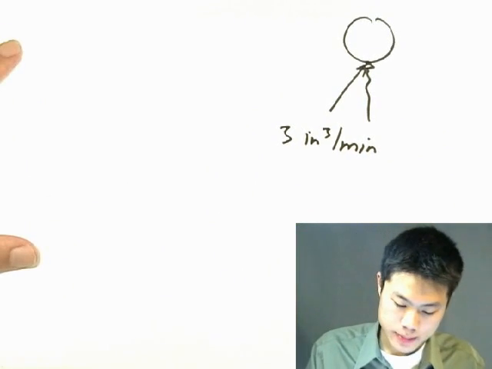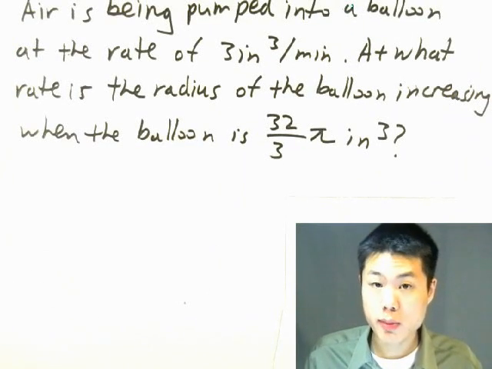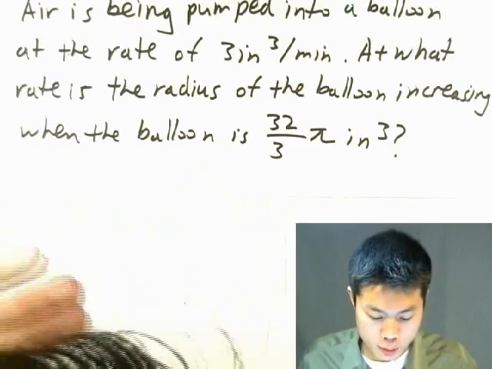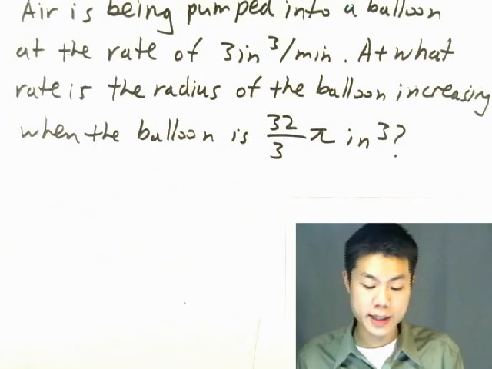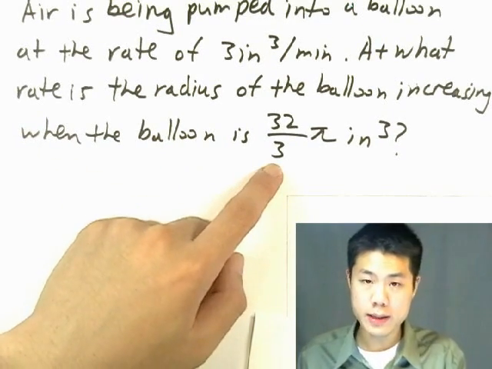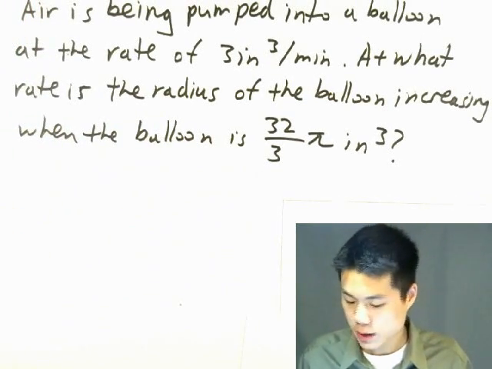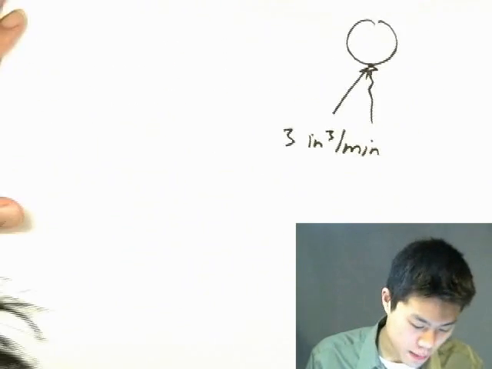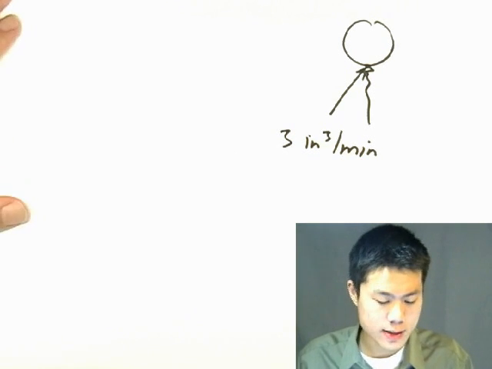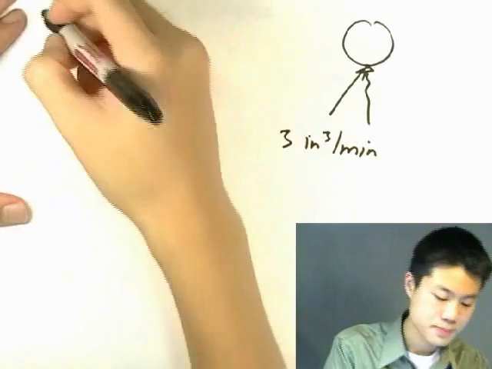What else does the question tell us? Well, it wants us to find the rate at which the radius of the balloon is increasing, and it wants us to find that rate when the volume is 32/3 pi cubic inches. So instead of telling us the radius, it's telling us the volume. And we'll see how we can deal with that later. So, first step is to identify all the variables and the quantities that are given to us. So the two variables here are the radius and the volume, right?